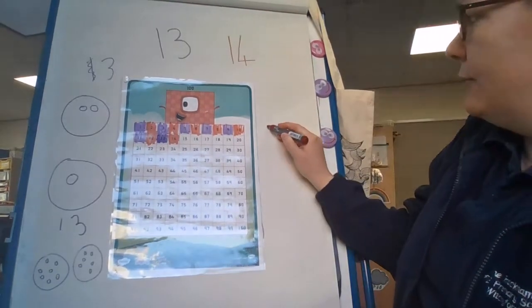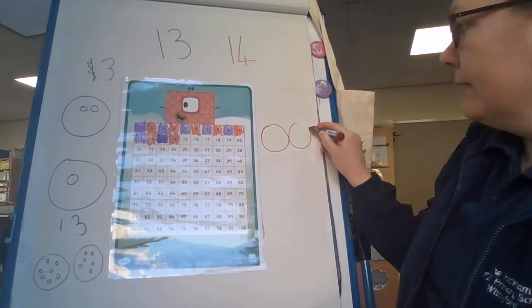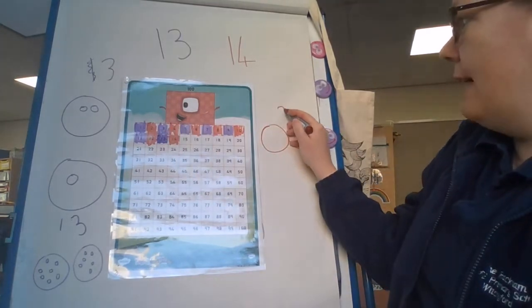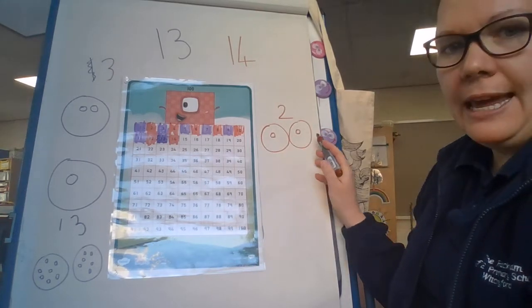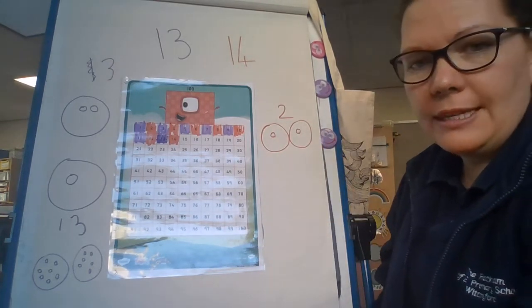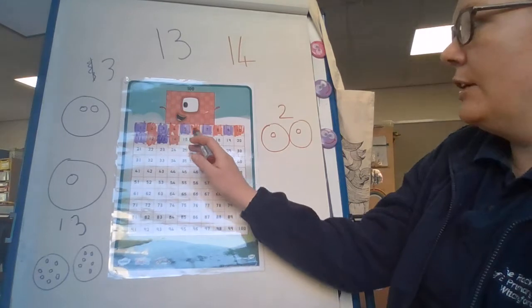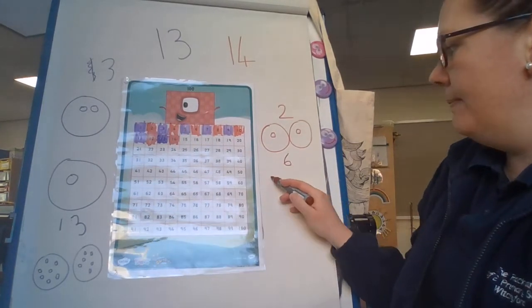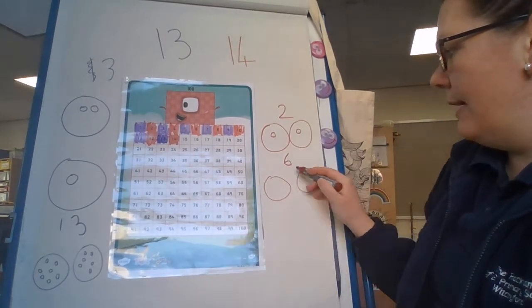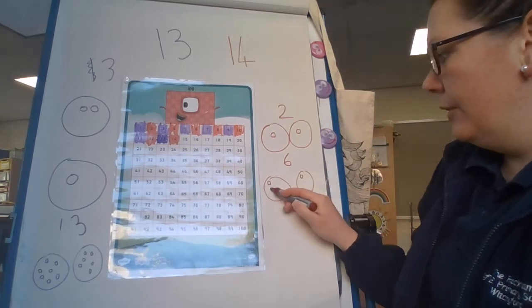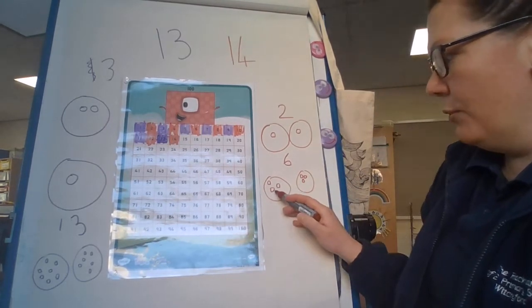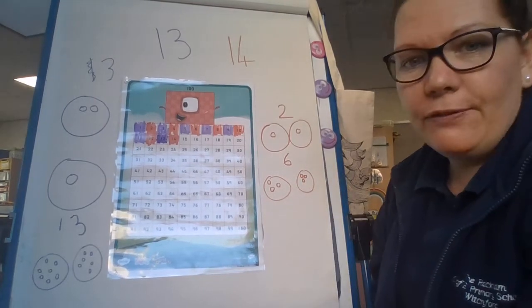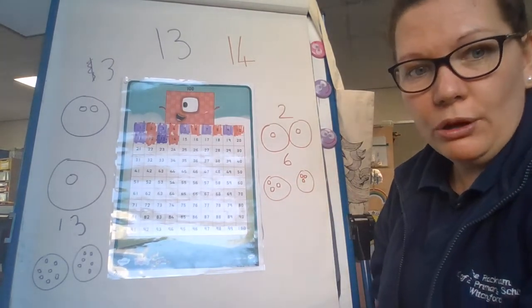Okay, so if we have 2 dinner plates this time, and we try and share out the number 2, 1, 2. Can you see that each one has got the same amount? Then if I share out, let's do 6 this time. Okay, so let's share it out. 1, 2, 3, 4, 5, 6. Can you see that we've got 3 and 3? So it can be divided into two equal groups.